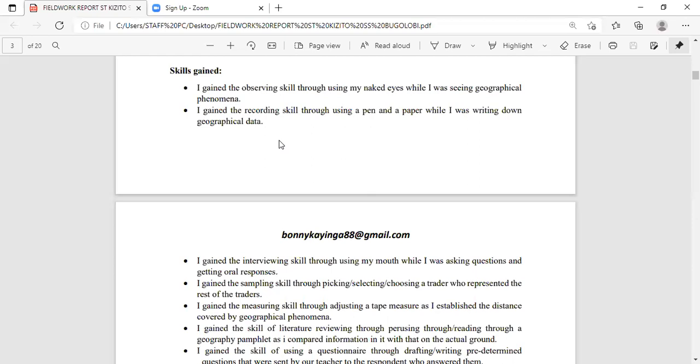Now, when you are presenting the skills gained from methods, you don't say observation skill. It becomes wrong. You are repeating the method now, but you will use the ing and say observing skill, recording skill, interviewing skill. Okay? But when you are giving this skill, you have to tell us how you gained the skill by pointing out the tools.